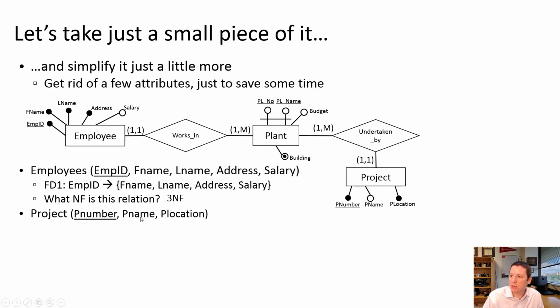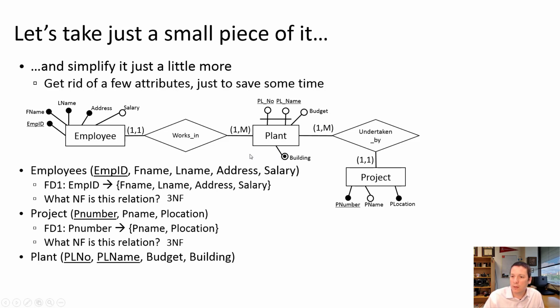For our project relation, we have just 3 attributes: p number, p name, and p location, and just one functional dependency of p number functionally determines p name and p location. So again, we have no non-key attributes functionally determining non-key attributes, and no non-key attributes that are being determined by just part of our primary key. So we are in third normal form here.